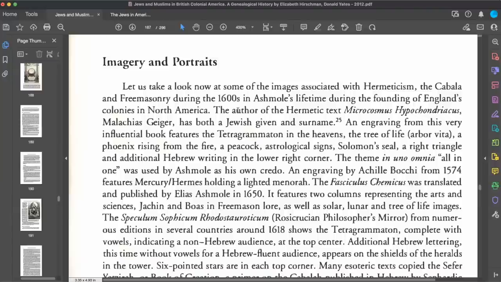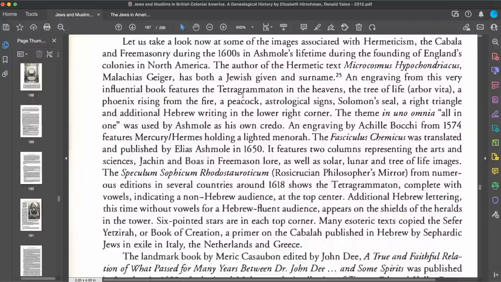The Speculum Sophicum Rhodostauroticum, the Rosicrucian Philosopher's Mirror, from numerous editions in several countries around 1618, shows the tetragrammaton complete with vowels indicating a non-Hebrew audience at the top center. Additional Hebrew lettering, this time without vowels for a Hebrew fluent audience, appears on the shields of the heralds in the tower. Six pointed stars are in each top corner.